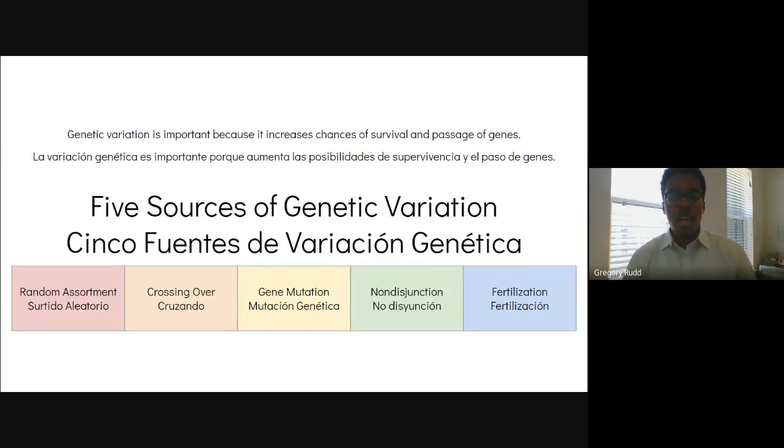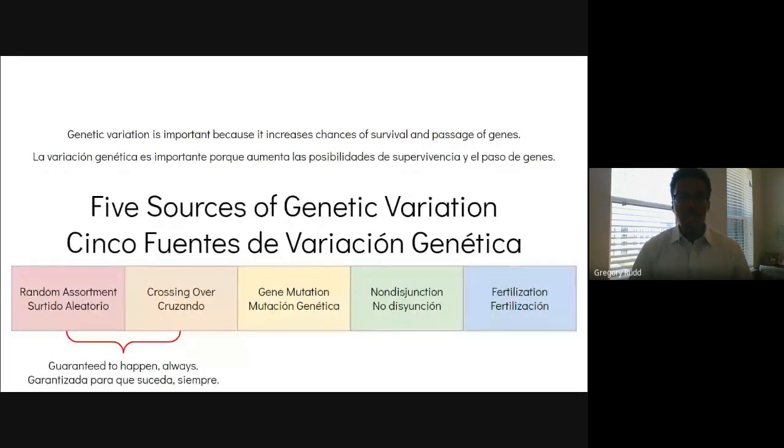We talked about 5 sources of genetic variation, and I'm not going to cover them in great detail right now. But those 5 sources were random assortment, crossing over, which we just discussed, mutations, non-disjunction, and fertilization.